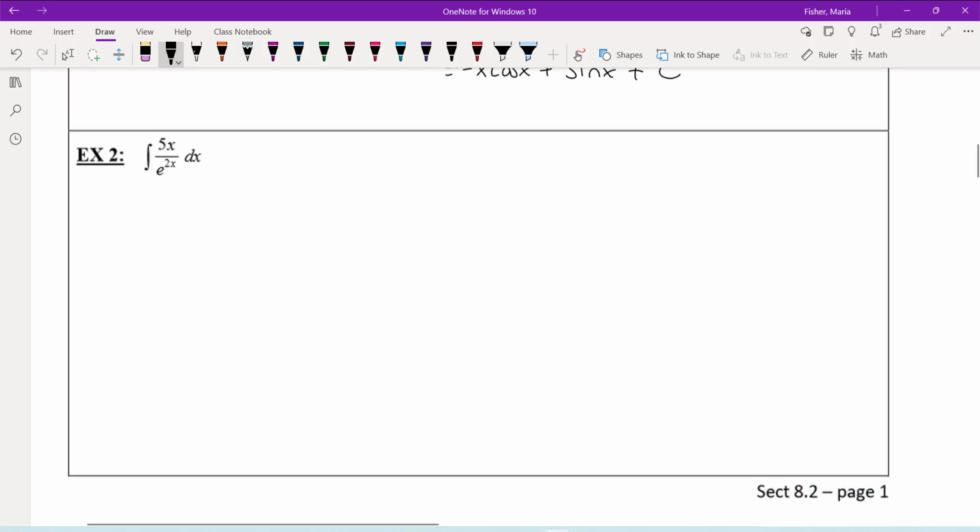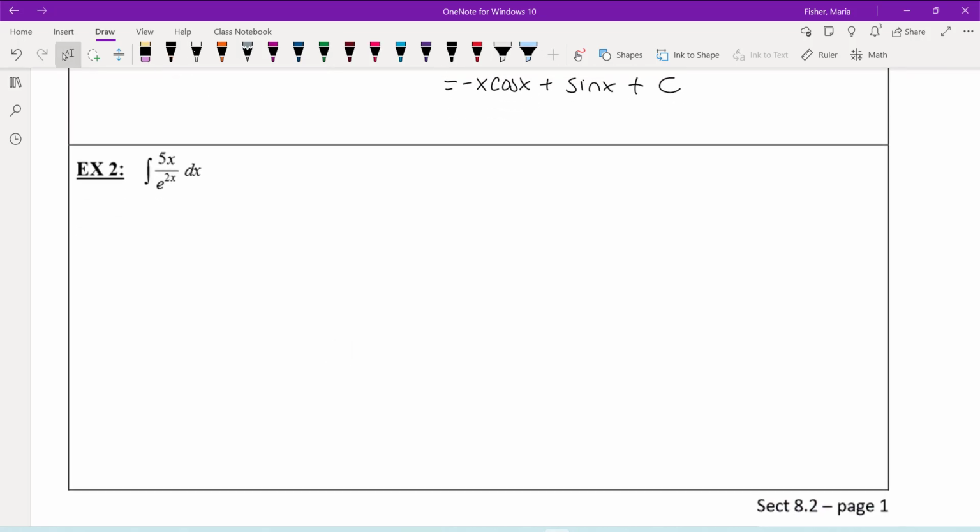Let's look at number 2. Number 2 is the indefinite integral of 5x divided by e to the 2x dx. Well, remember, I said that integration by parts undoes the product rule. So the first thing I'm going to have to do for this is rewrite it as a product. I also noticed that it's not basic form and not a u sub. So again, I'm going to need to use integration by parts. But integration by parts requires a product. It requires u times v.